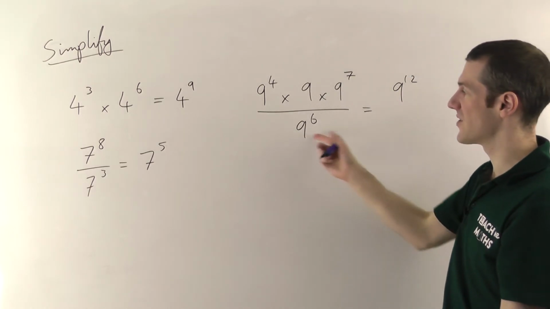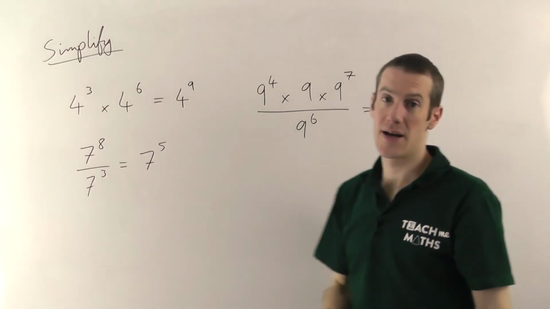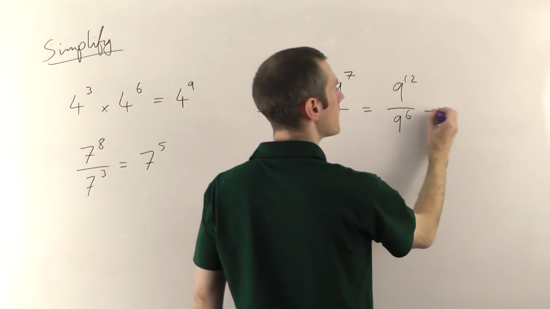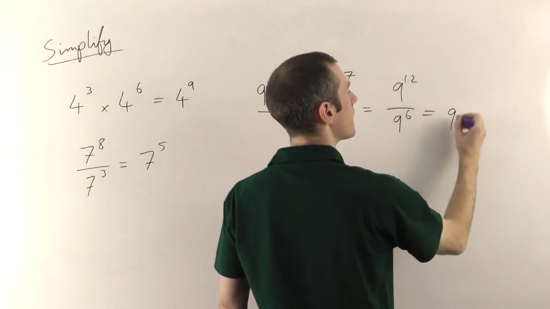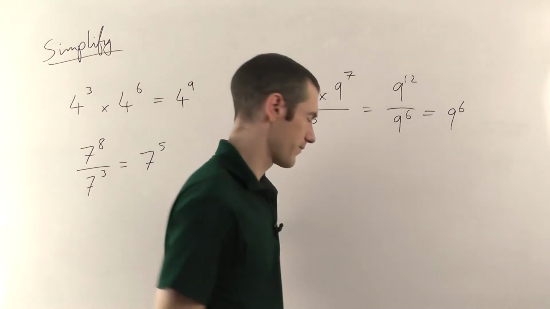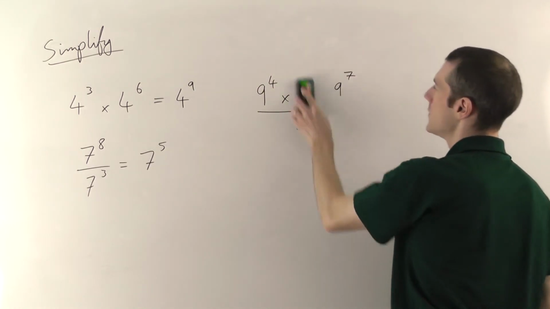On the bottom, well, there's nothing else to work out there. You're just going to keep your 9 to the power 6. And then we're dividing. It's a fraction. So you subtract the powers. 12 minus 6 gives you 6. So the final answer to that would be 9 to the power 6. Alright, just make some space, and do a couple more.